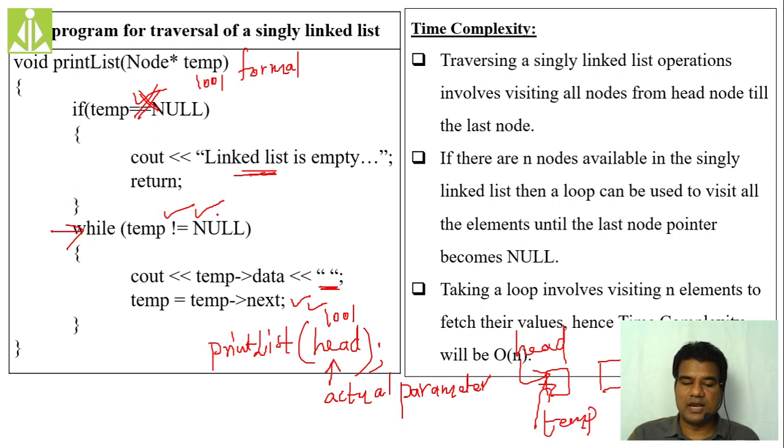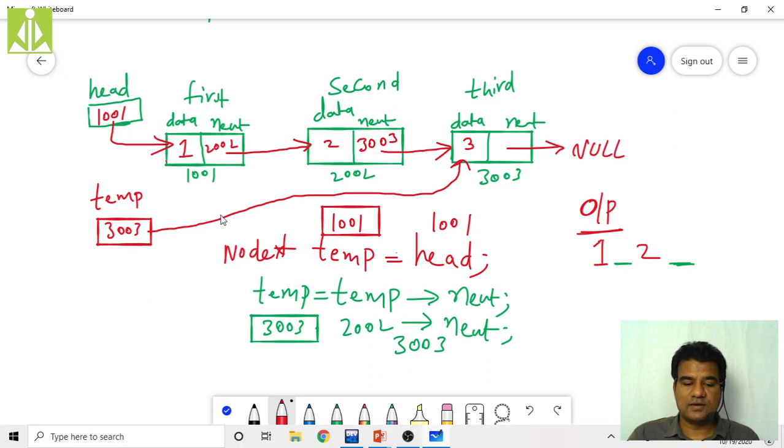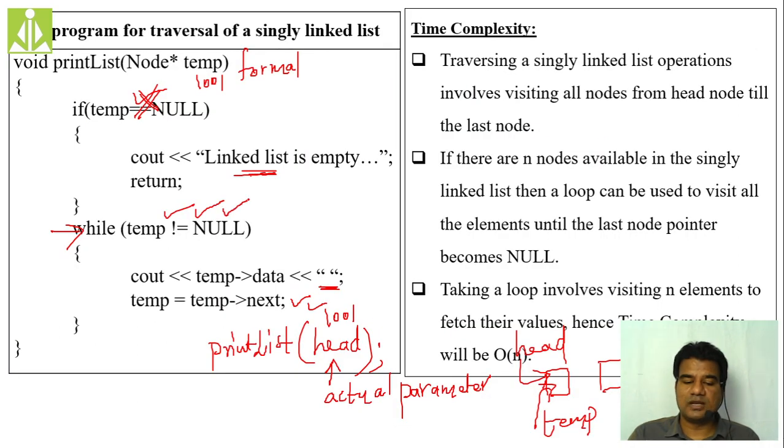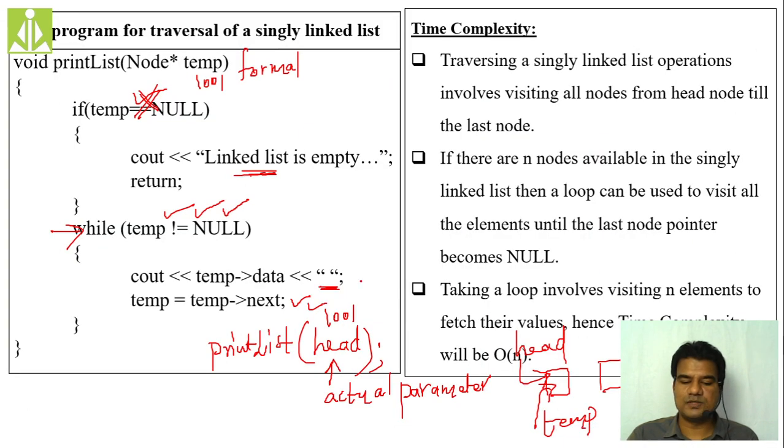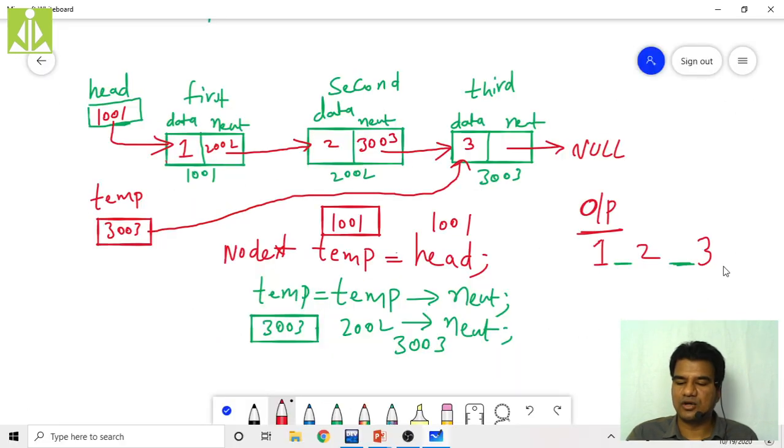Temp not equals to null. Third time, temp, what is this? 3003. Temp not equals to null. Third time also the condition is true, because it is not null. So next, printf of temp of data. Temp is 3003, of data, it is 3. 3003 is here and it is 3. So you will get that 3 on the output screen, and again you have one more space over here, so that space also you will get on the output screen.